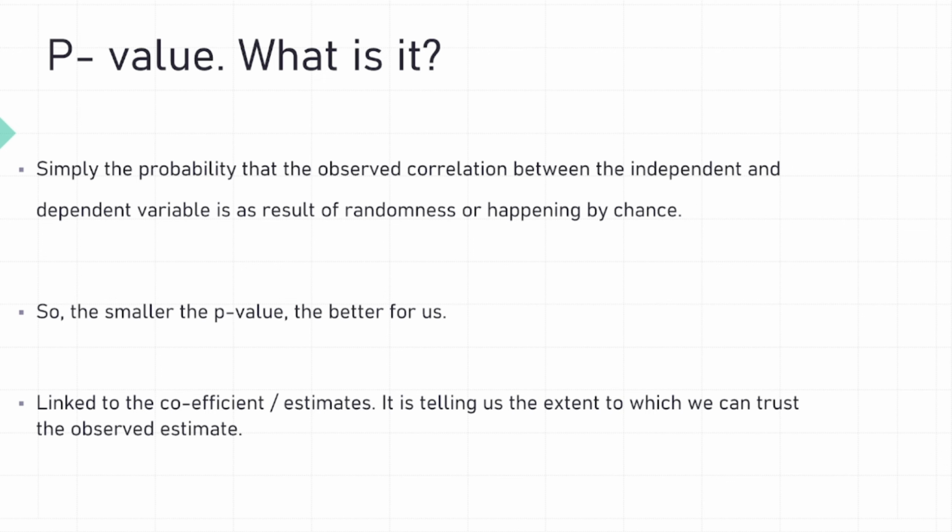With a smaller p-value, for example, if you have a p-value less than 5%, it means that there's a 95% confidence interval. In other words, if there's less than 5% probability that this is happening as a result of randomness, then there's about 95% confidence in what we are seeing in our regression output, for instance, or what we are seeing as the relationship between x and y.